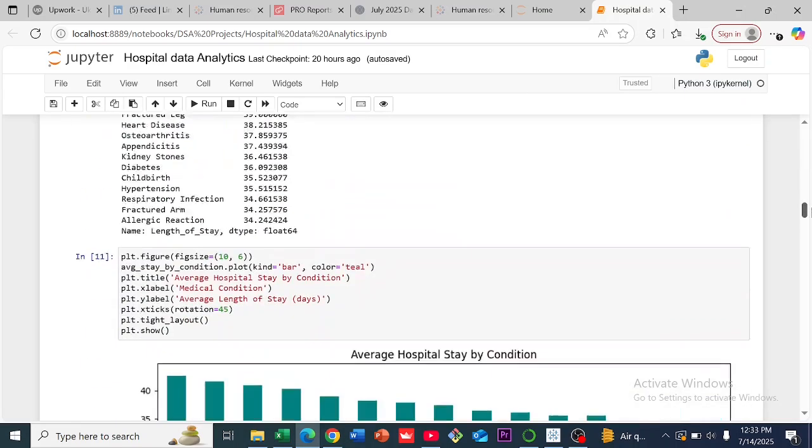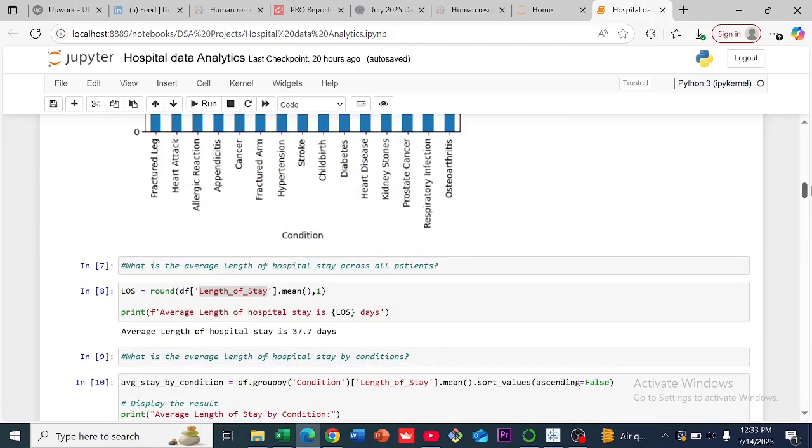So let's see what I did. You can see df length of stay, and I'll be adding the dot mean. This gives you the average value, and I also added the round method so that we can get our values rounded to 1 decimal place. So you can see we have the average length of hospital stay as 37.7 days, which is approximately 38 days.